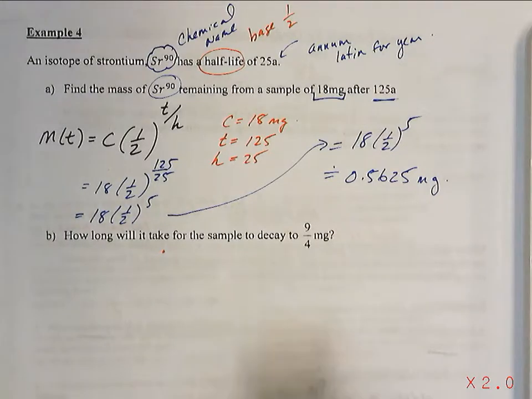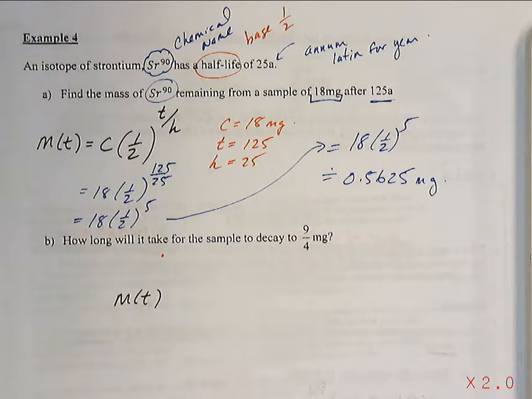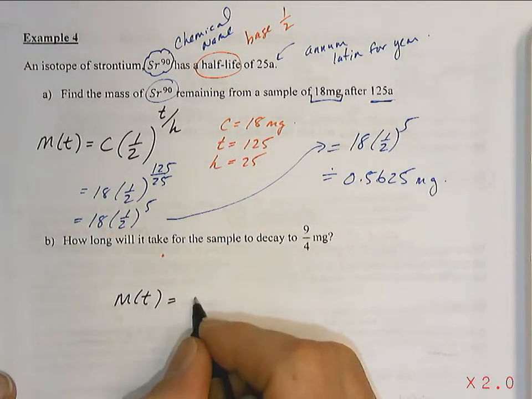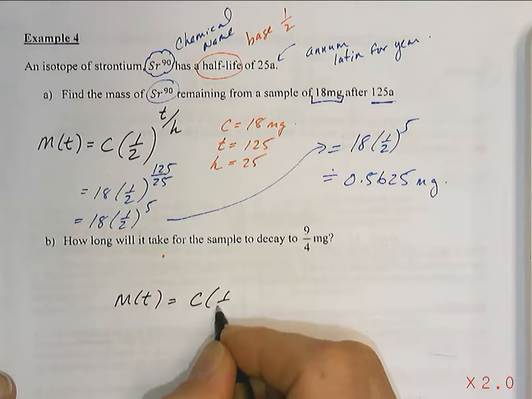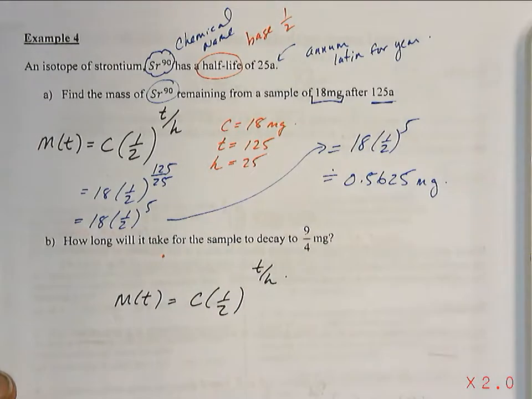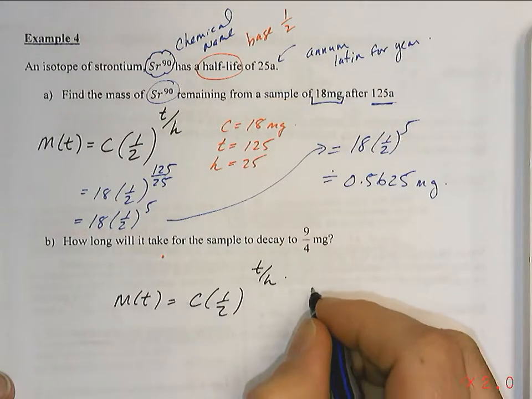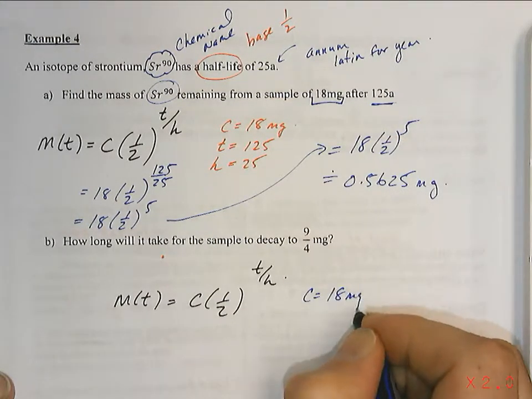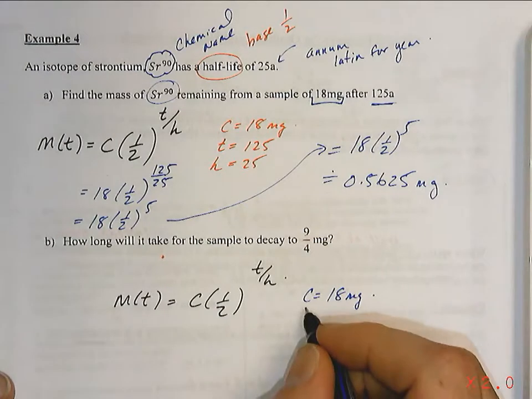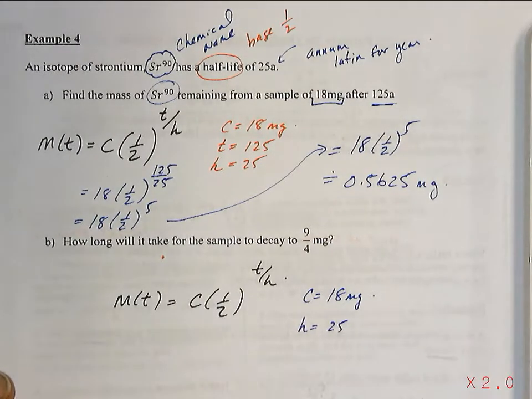Well, your initial formula, again, is M of T, where T is how many years they give you. It's going to be our initial amount, times 1/2 because it's half-life, to the T over H. Now, we can do better than that because we know from the example above that our initial amount is 18 milligrams, and we know that its half-life time is 25 years.